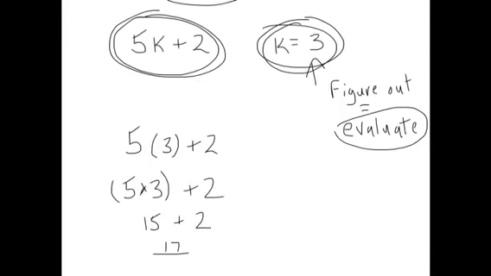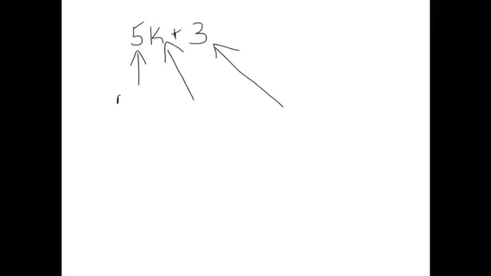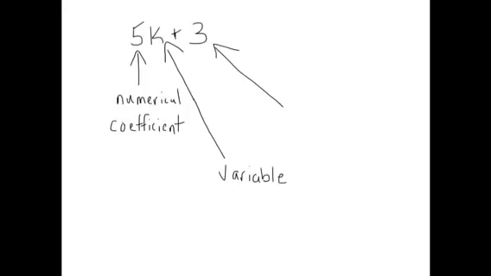One more important thing is you need to understand the parts of an algebraic expression. So in 5k plus 3, we call the 5 the numerical coefficient. And then k, you should know by now that that is our variable. And 3 is our constant term.